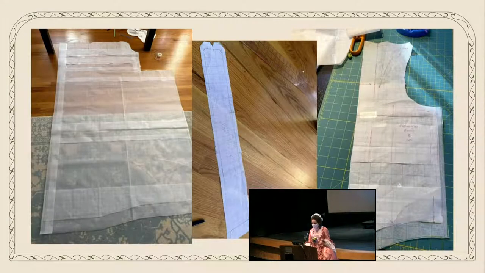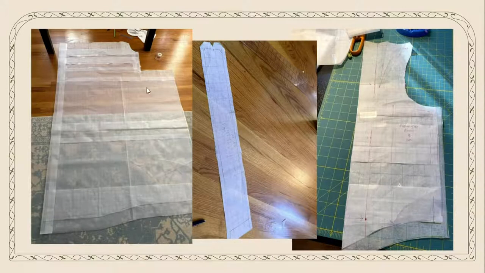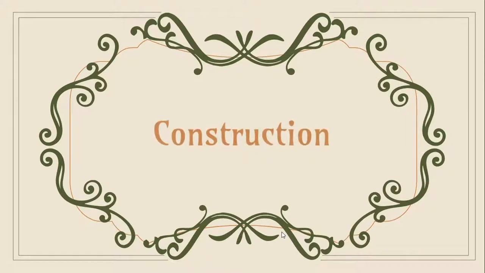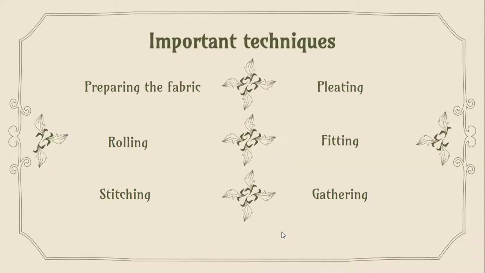Here's the pattern pieces. As you can see, I slashed and spread in this back piece quite a lot, and I slashed and spread this piece as well. This is the robing piece. Now I have my pattern pieces. I'm ready for construction. The first step is to prepare the fabric.